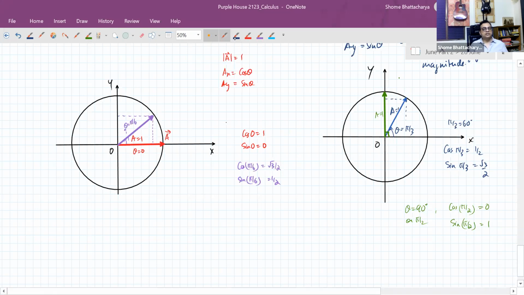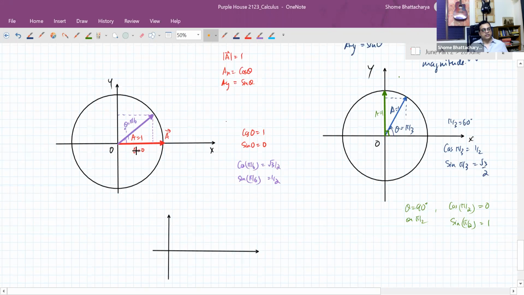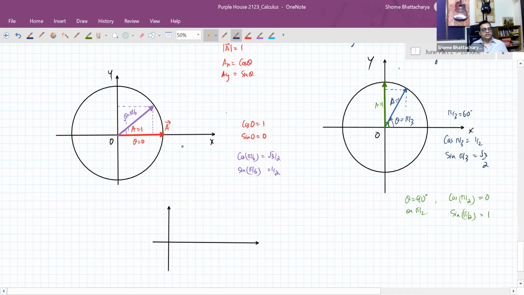So from this you can visualize why the trend of sin x and cos x between 0 and pi by 2 is the way we draw it. If you trace the x component of this vector as we change it from 0 to 30 to 60 to 90, you can see what is happening to it. It's changing from 1 to root 3 by 2, then half at 60, to finally 0 by the time it becomes 90. So the behavior of cos theta versus theta looks like this.